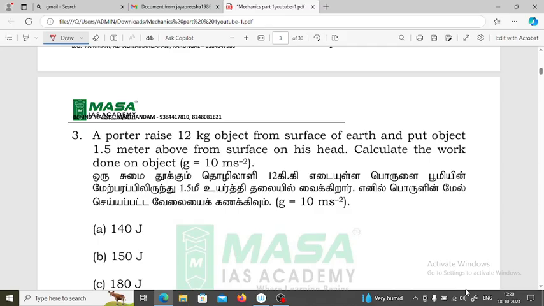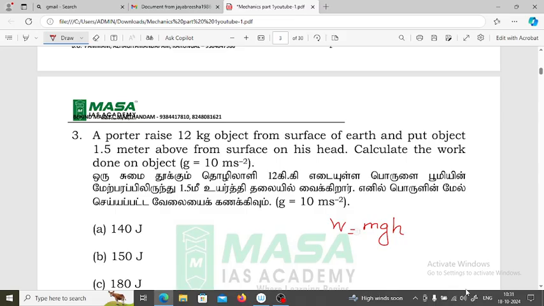So here the work done is denoted as potential energy. Okay, work done is equivalent to potential energy. Energy and work: if we have energy, we do more work. So the work done is equal to energy. Here the work done is taken as potential energy, நிலை ஆற்றல். இதற்கான formula W is equal to mgh. We know this formula. So now we want to substitute all the given values.